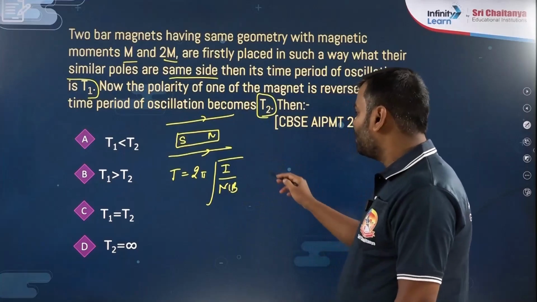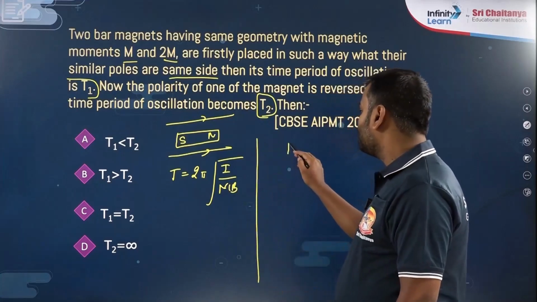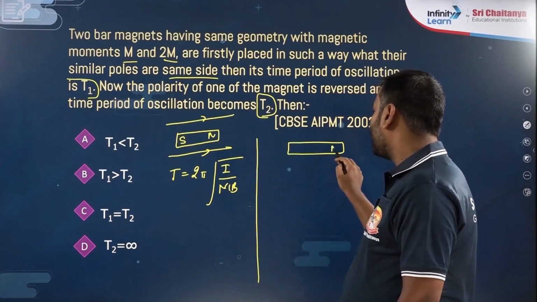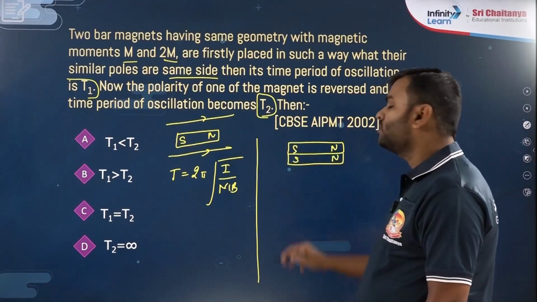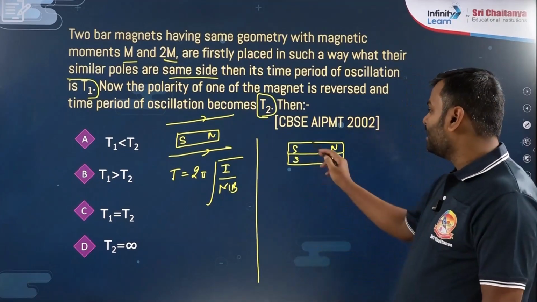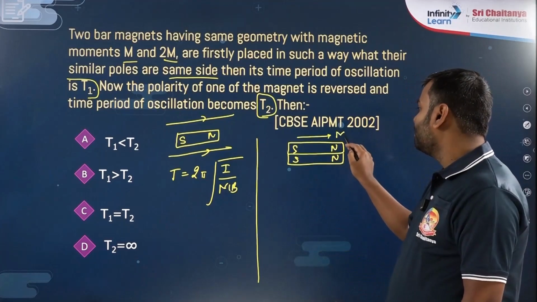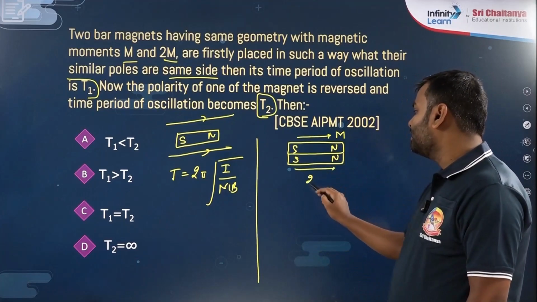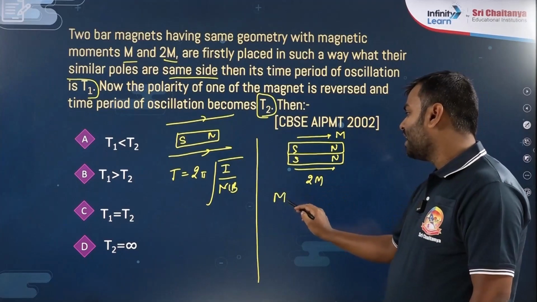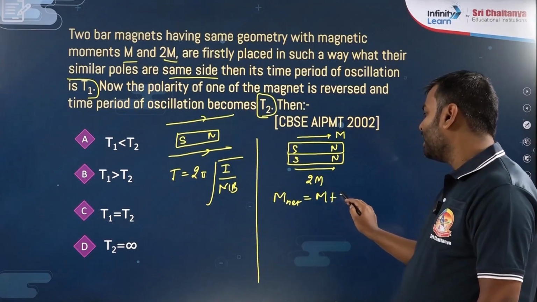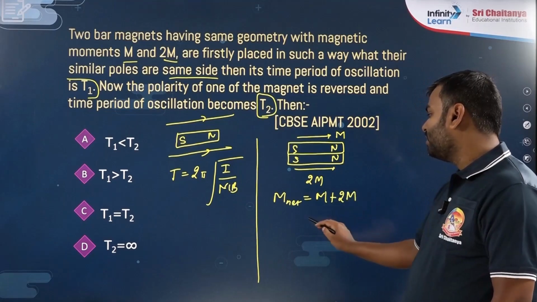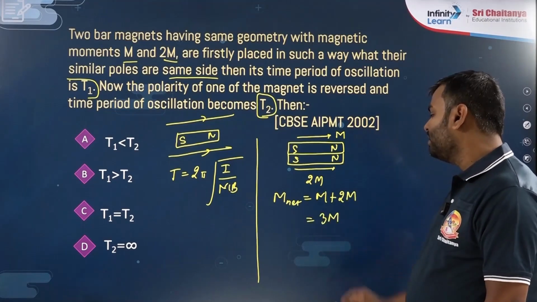Now what is the situation given to us? We have two magnets kept together with their same poles together. In that case, the magnetic moments of these two magnets are in the same direction, which means the net magnetic moment comes out to be M plus 2M, so the total magnetic moment is 3M.